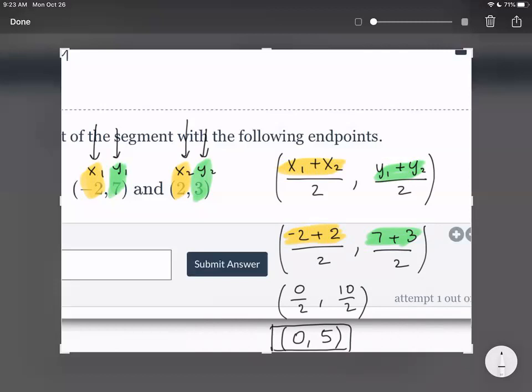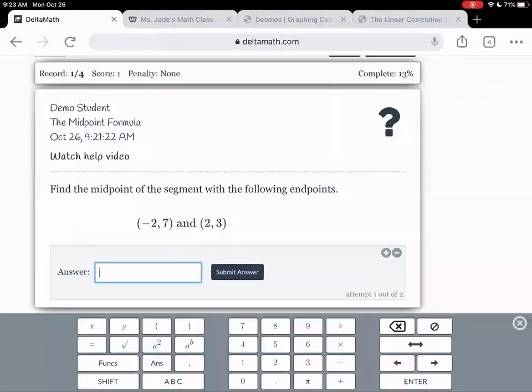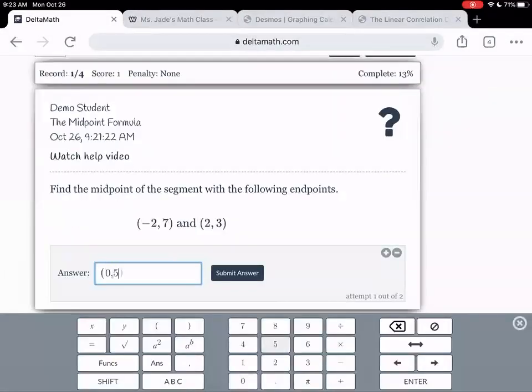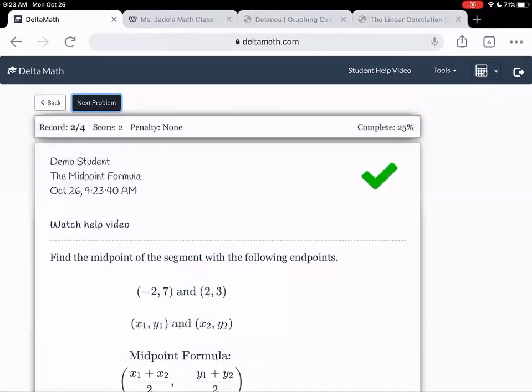So just for clarification, you add the yellow numbers, divide by 2. That's how we got our 0. And for the 5, we added our green numbers, divided by 2. That's how we got 5. So I don't see any questions. I'm going to enter this in now. Parentheses 0, 5 parentheses, and that's it. Submit. Okay, and then so that's it for this section.